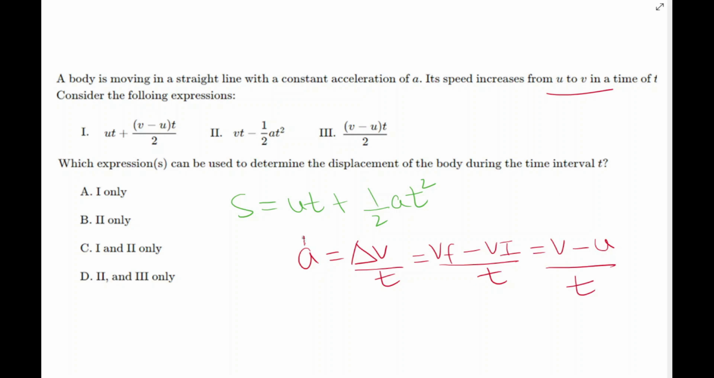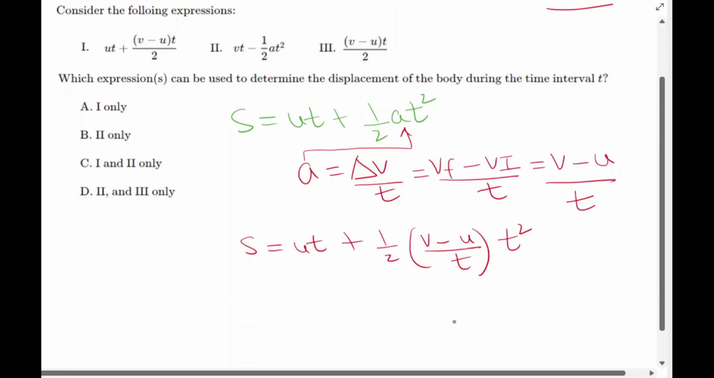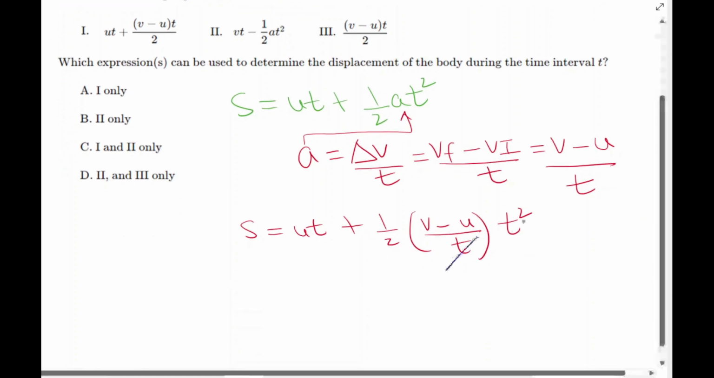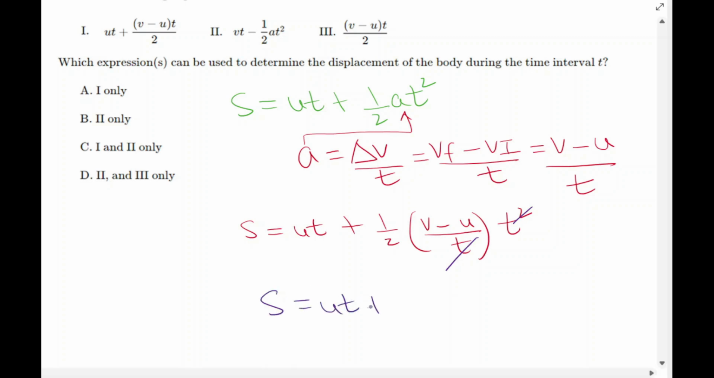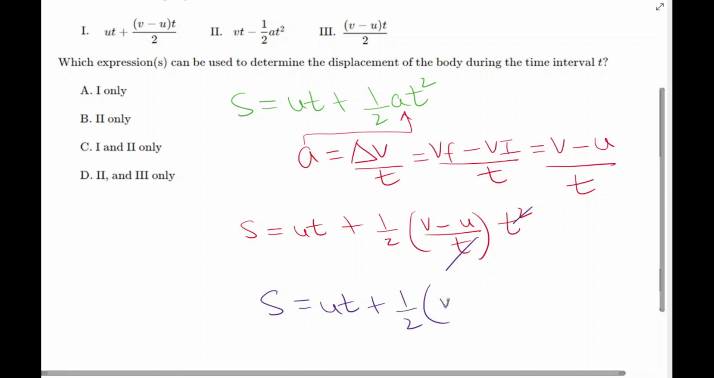And let us try to put this value of acceleration in our original expression. So we will get s is equal to ut plus half. For acceleration, we'll be writing v minus u divided by t multiplied by t square. And now we can see one t can be cancelled out. So let us cancel it out. So the final expression for s will be ut plus half into v minus u multiplied by t.